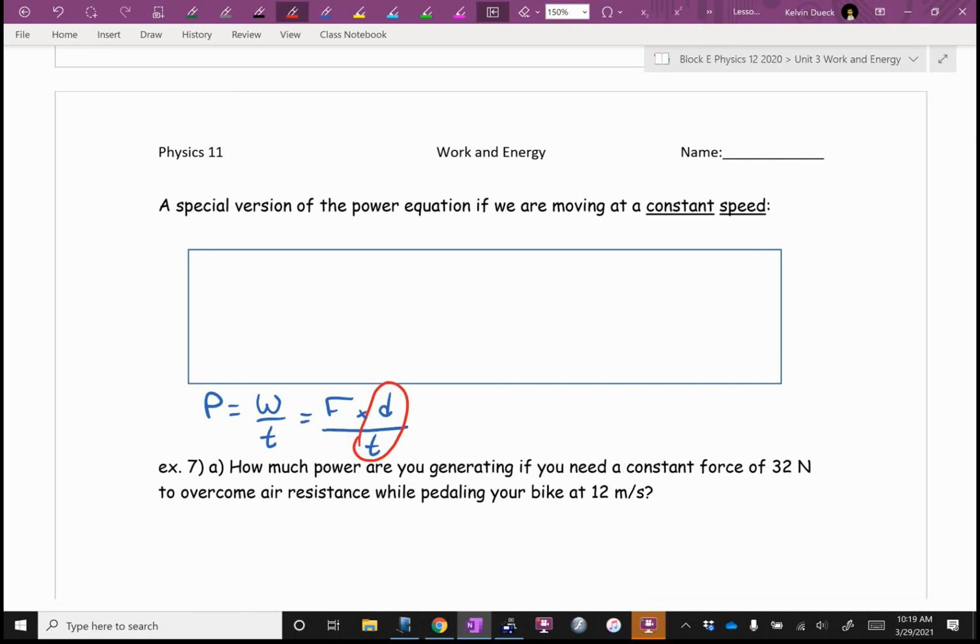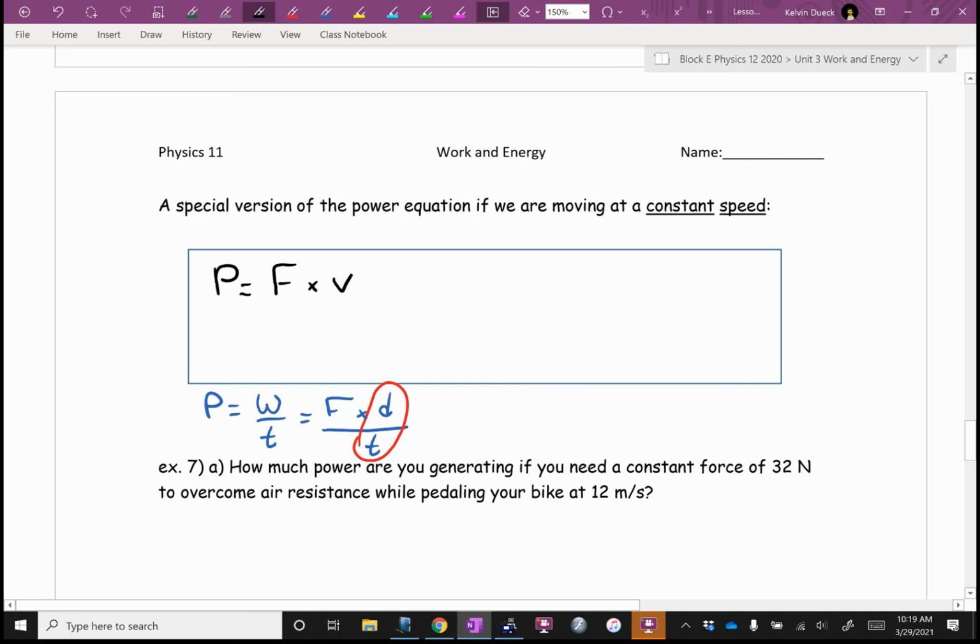What do I measure distance in? Meters. What do I measure time in? What is meters per second? Speed, because we're in, you said velocity, we're in scalarville here. So speed, another way to measure power, a special version, if you're moving at a constant speed, if you're not accelerating, so the force is constant. The net force on you is 0, the forces are balanced, force times speed.